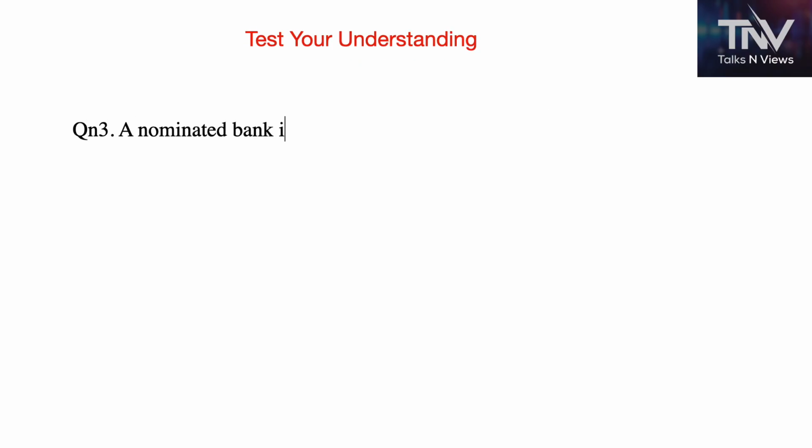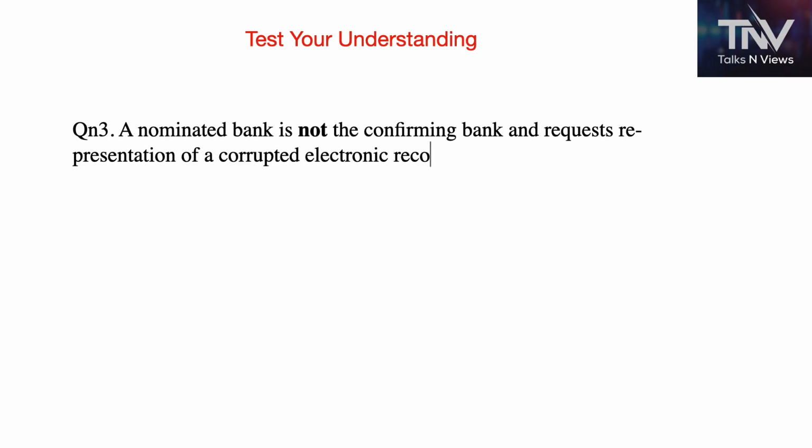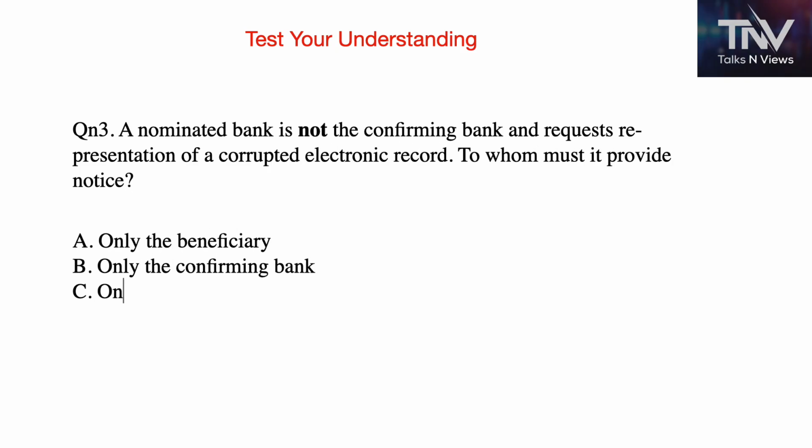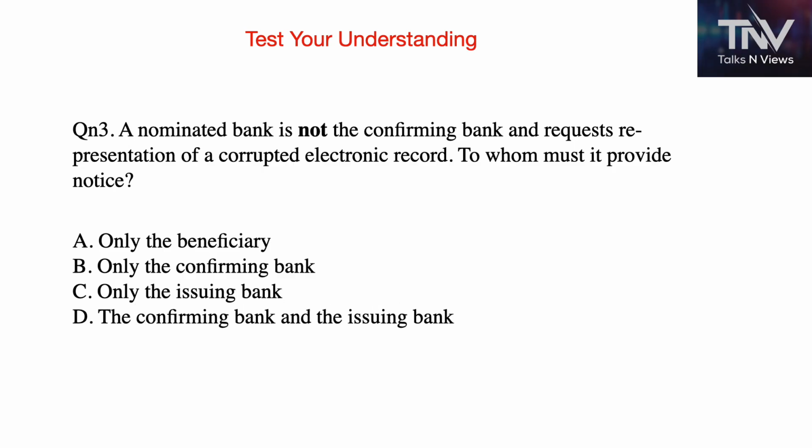Question 3. A nominated bank is not the confirming bank and requests representation of a corrupted electronic record. To whom must it provide notice? A. Only the beneficiary. B. Only the confirming bank. C. Only the issuing bank. D. The confirming bank and the issuing bank. Answer: D.